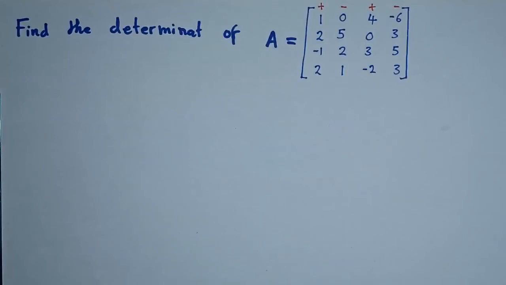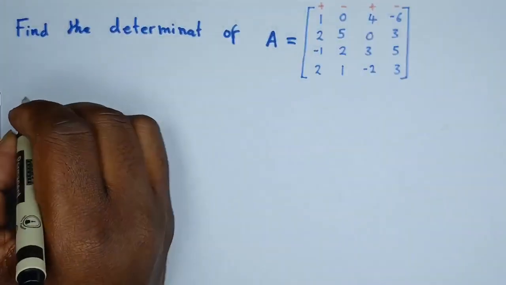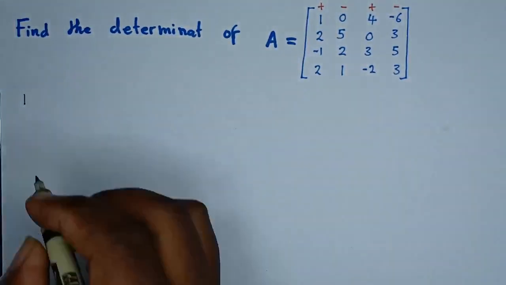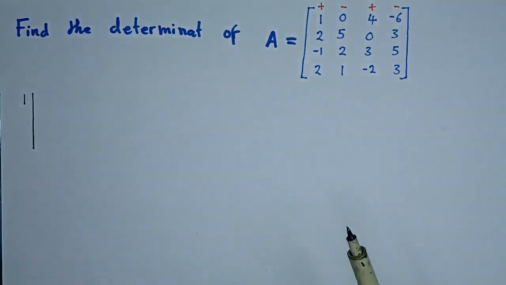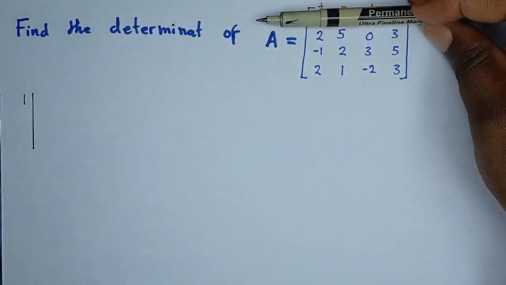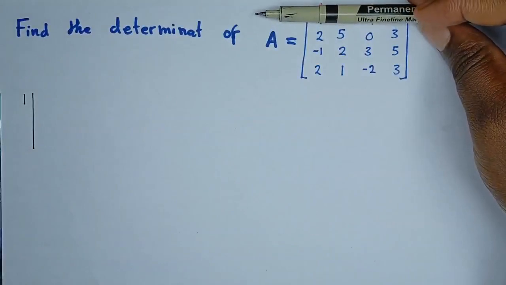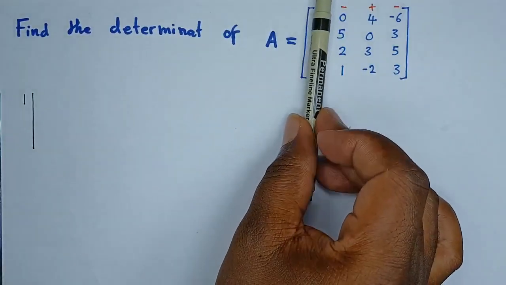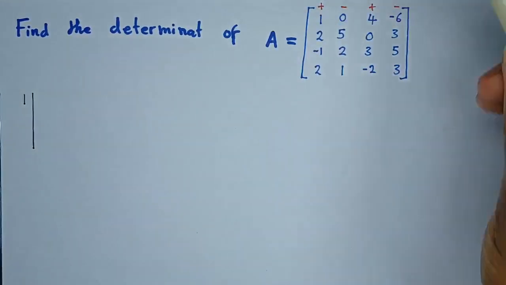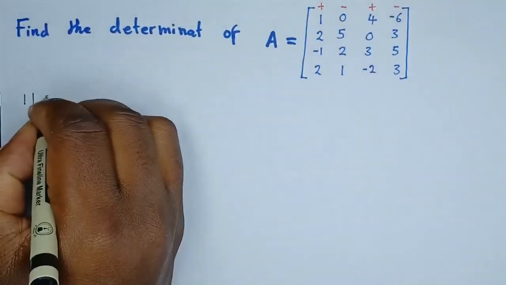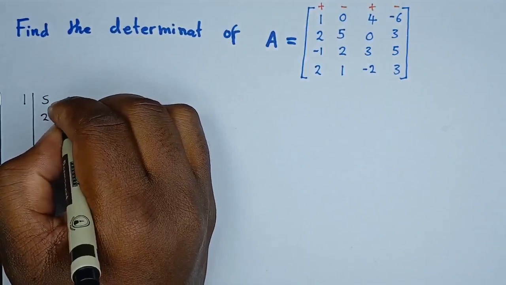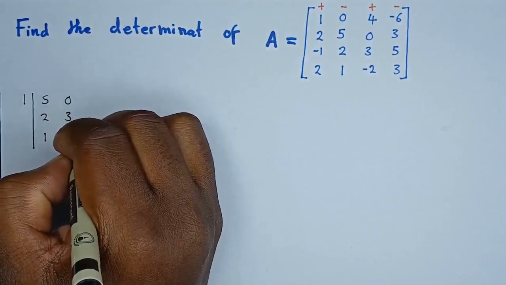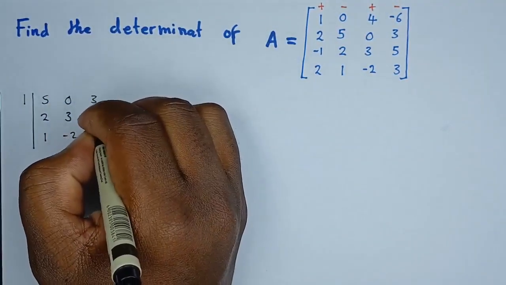So if we start with the first value, which is 1, we can have 1. Then after having 1, we need to create a 3 by 3 matrix. Now the 3 by 3 matrix will be formed by every value excluding what we have in the first row, which is for 1, as well as the column. So everything except this column and except this row. So what we have should be 5, 2, 1. We should also have 0, 3, -2, as well as 3, 5, 3.